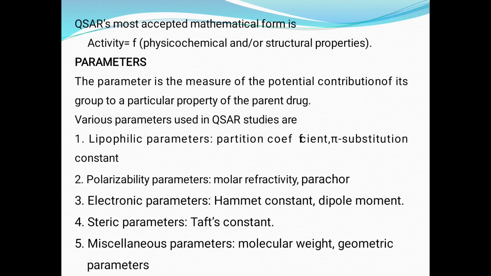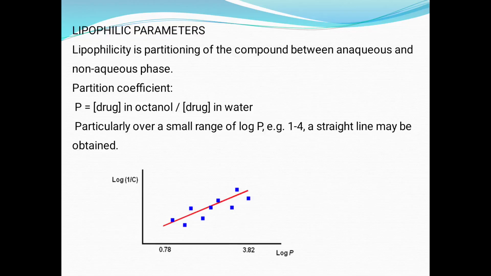Then you have the polarizability parameter that includes molar refractivity, parachor related to temperature. Then you have electronic parameters, particularly Hammett's constant and dipole moment. Steric parameters include Taft's constant, where you talk more about the bulkiness of the compound. And then the miscellaneous parameters, for example, molecular weight, geometric parameters, and so on.